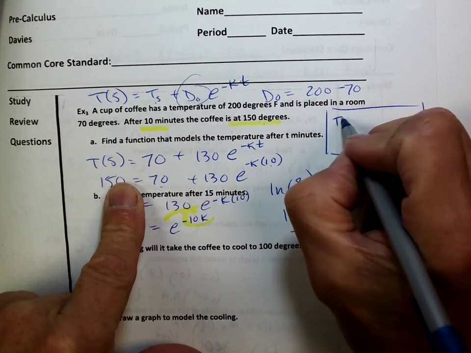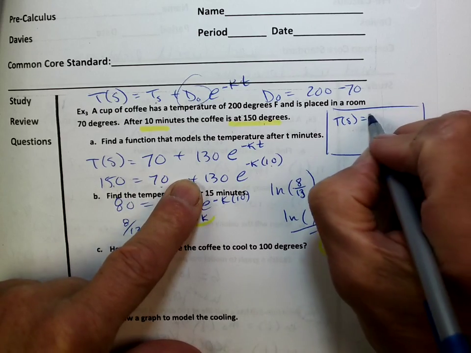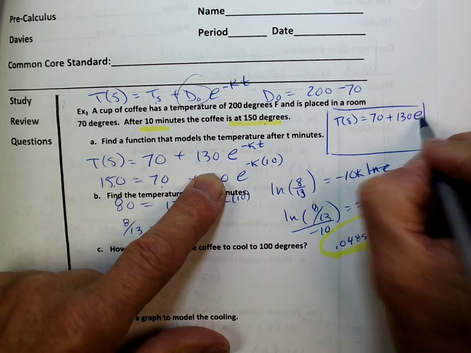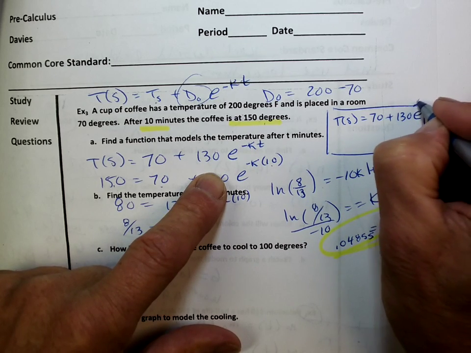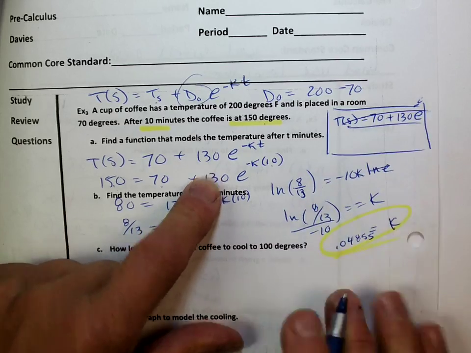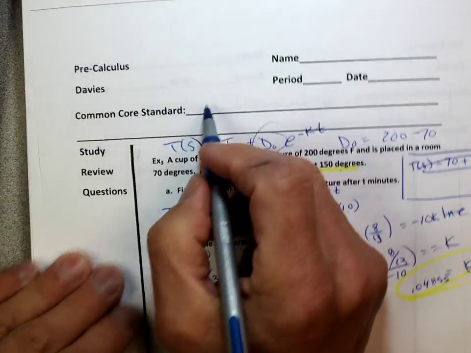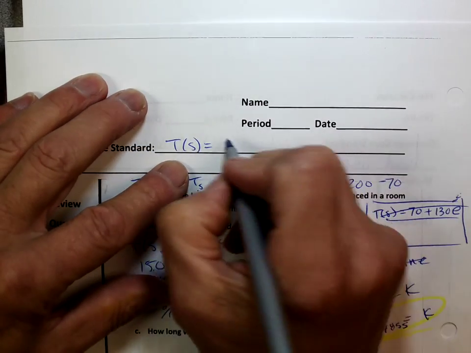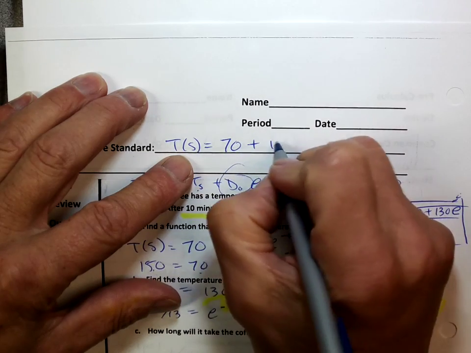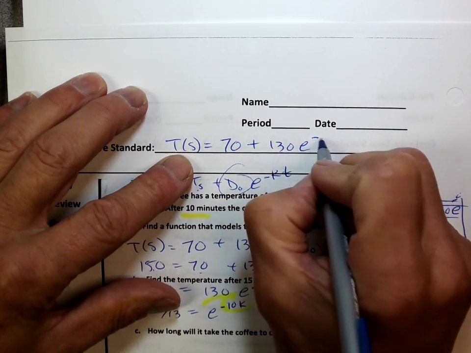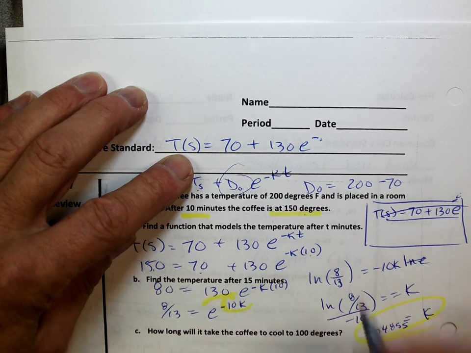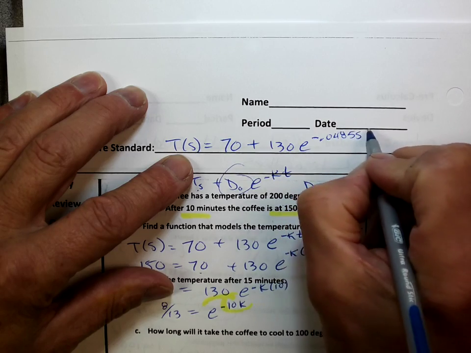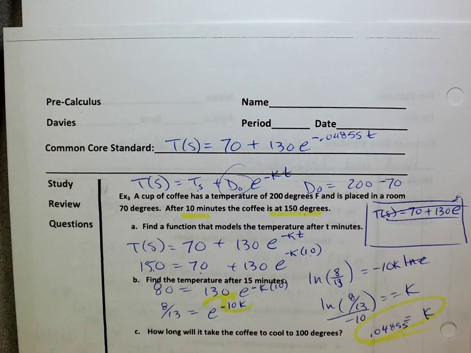I'm going to have a T of t for this one. It's going to be my 70 plus 130, darn it, might run out of room, e to the negative, I'm running out of room. I hate when I run out of room. Let's see, where can I put it? Oh, I'll slide it up here. How's that? Cornell notes are great except they get too small, huh? 70 plus 130 e to the negative 0.04855t. All right, we've got a formula for this coffee cup, all right?